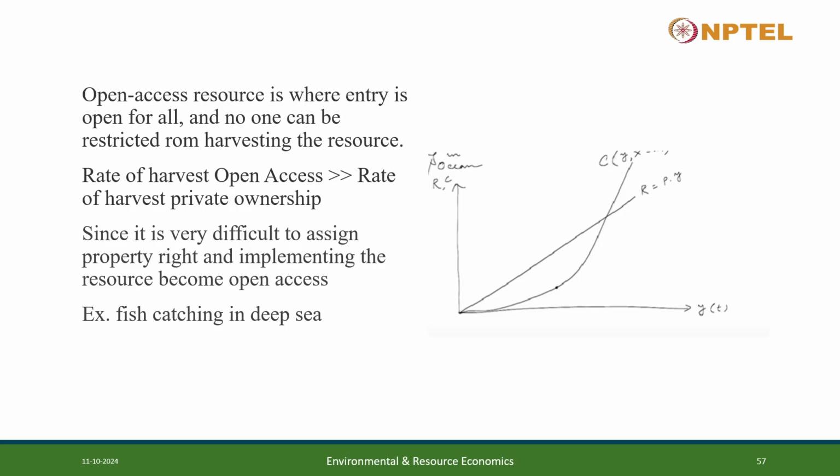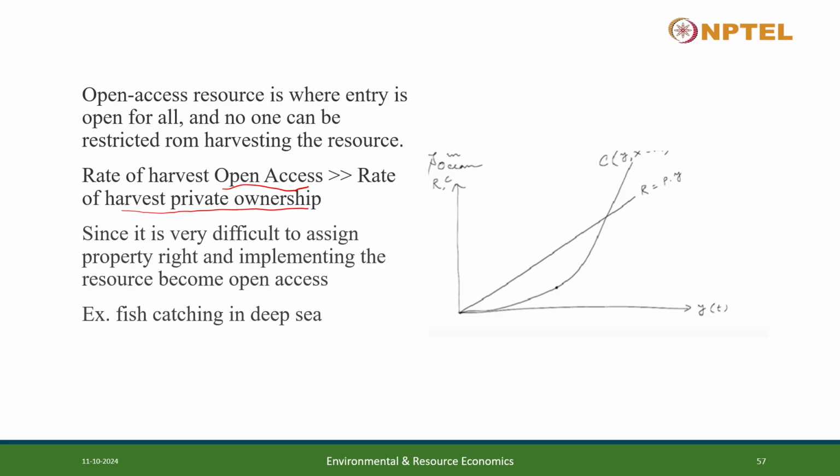Let's say that there is a deep water, deep sea or ocean, anything. So anyone can go there and fish, right? This kind of resource is known as an open access resource, where there is no restriction for the harvester to go and use the resource. In this case, the rate of harvest of open access will be much more than the rate of harvest of private ownership. Why? Because there is no incentive for keeping the resource for the future.